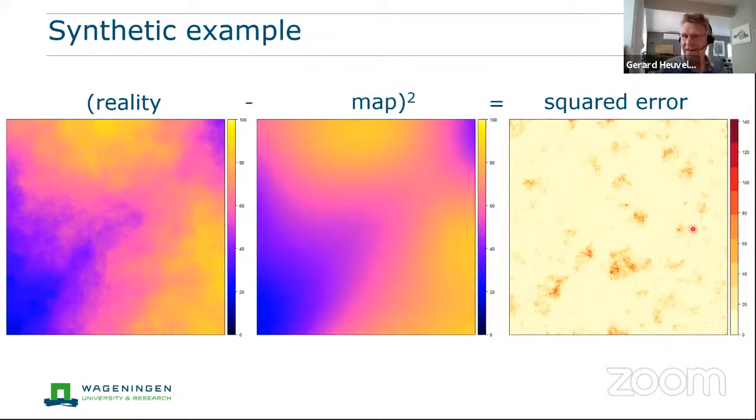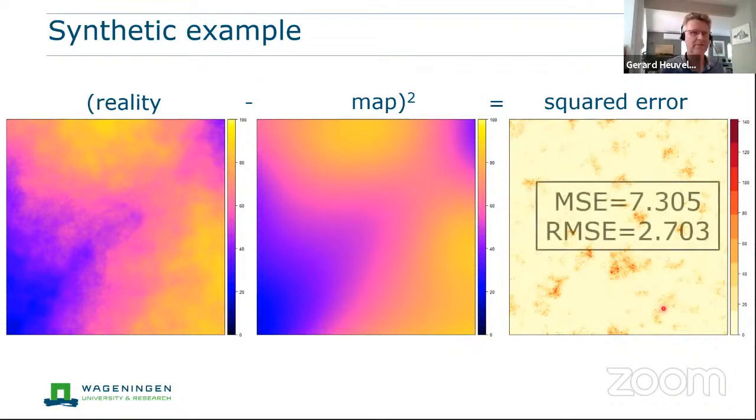And the goal is that if we want to go for the root mean square error, we want to know what is the spatial average of this squared error. And that spatial average, the mean squared error, is 7.305. And if we take the square root of that, we get the root mean square error, 2.703.